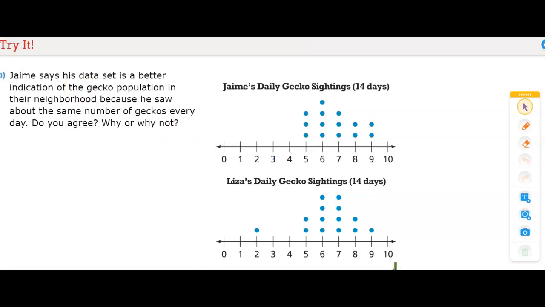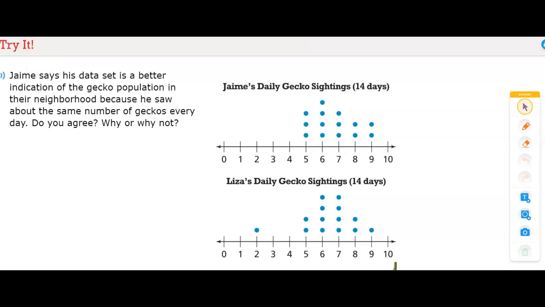Now, let's look at the chart. Jaime says his data set is a better indication of the gecko population in their neighborhood because he saw about the same number of geckos every day. Do you agree? Why or why not?